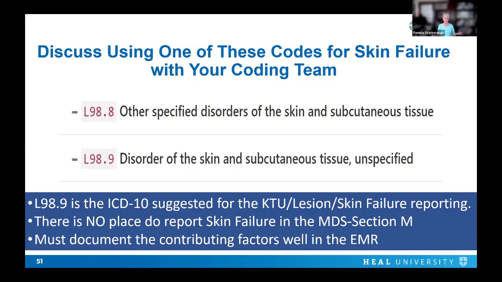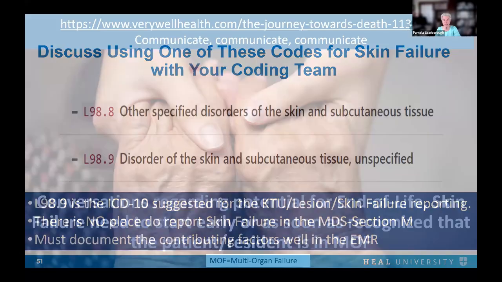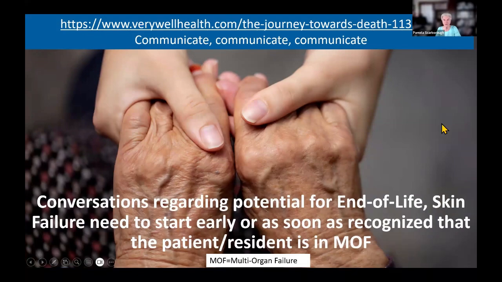Again, there's no place to do this reporting in the MDS section M, and we have to document the contributing factors well in your electronic medical record or whichever type of medical record you're using. You want to make sure that you have documentation of all of these issues, and they correlate to the ICD-10s. You want to have the communication with the family and start it the day they come into your buildings or the day they start coming into your practice.